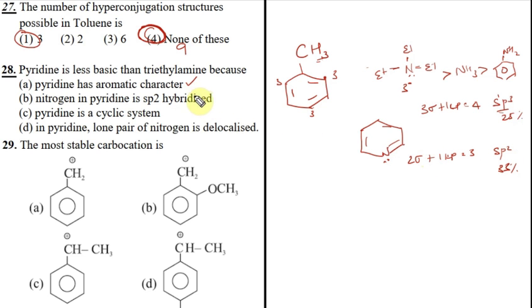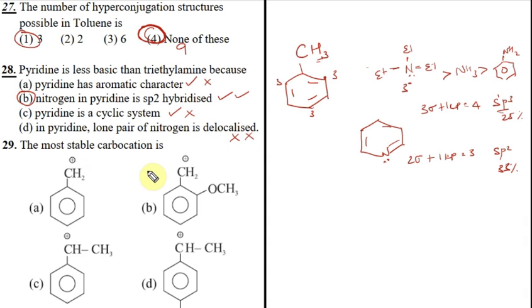So this seems like a correct option but not the correct reason. This seems like the correct option and the correct reason. Pyridine is a cyclic system, true, but not the correct reason. In pyridine, the lone pair of electrons is delocalized? The option itself is wrong because this is localized. We have seen that in the previous one also. So beta. Alright. Most stable carbocation.